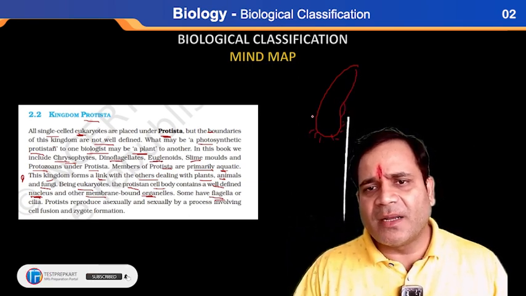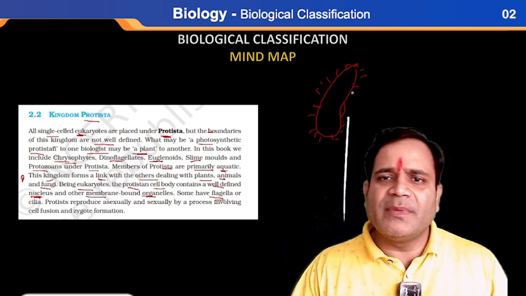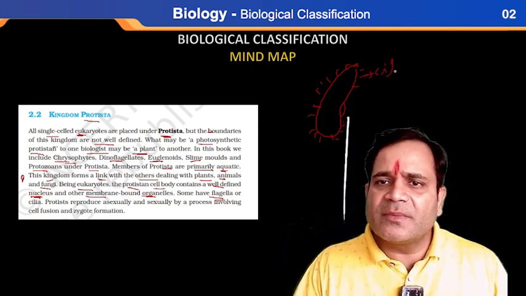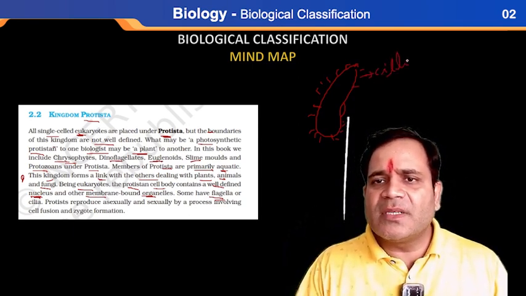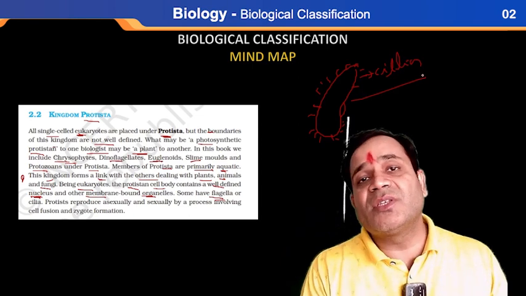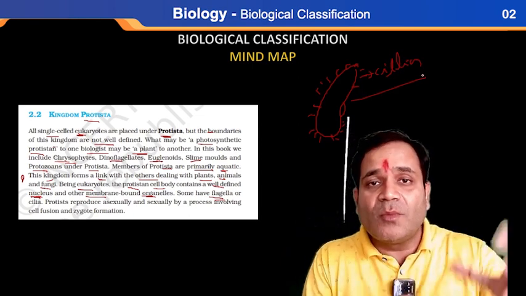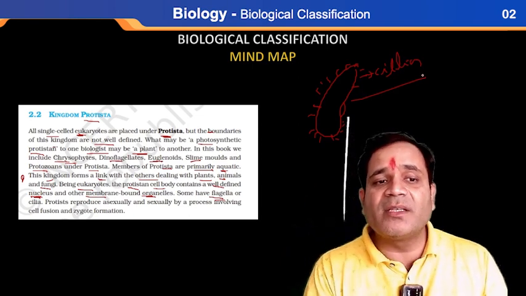This one is Paramecium. This one is cilia, my dear. And these cilia are responsible for what? Locomotion or capturing of food materials, my dear.